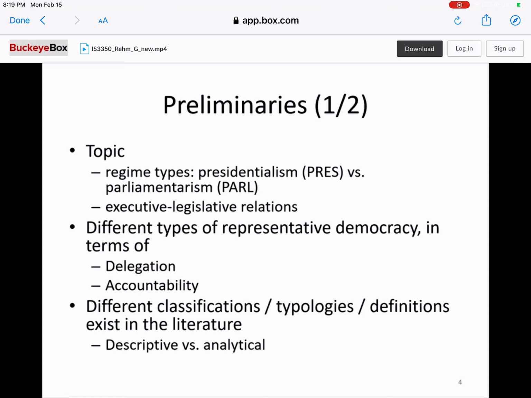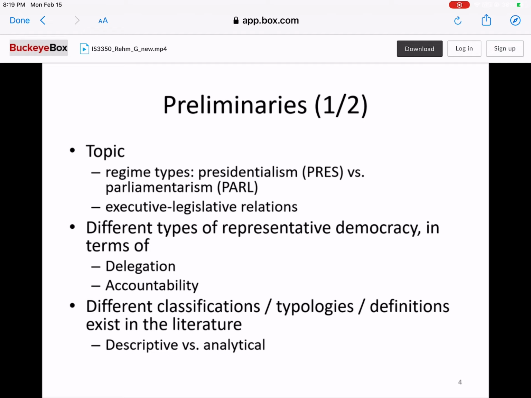Starting with the preliminaries, the topic here is one about regime types. So some democracies are presidential systems and some democracies are parliamentary systems. And the difference between presidentialism and parliamentarism is the way in which the executive and the legislative relate to each other. In the US, we're talking about the relationship between the president and Congress. In the UK, we will talk about the relationship between the Prime Minister and the Parliament.